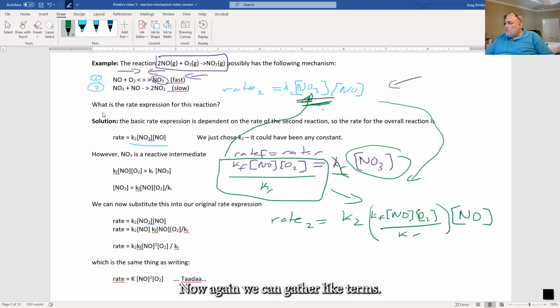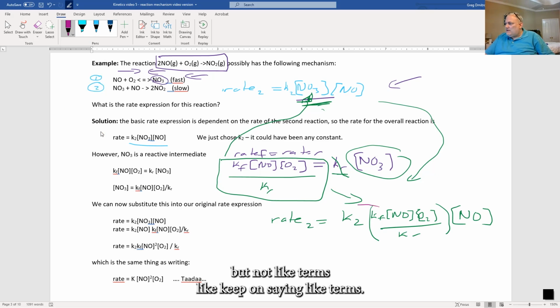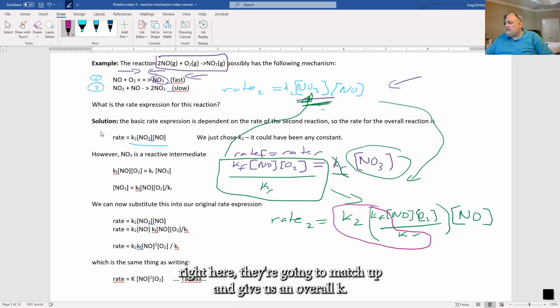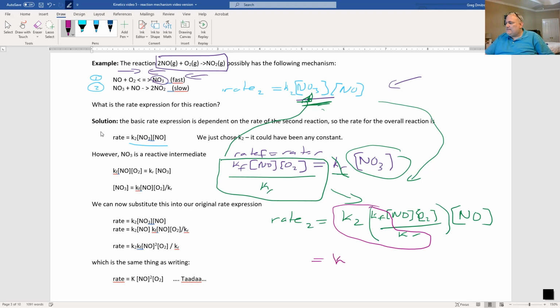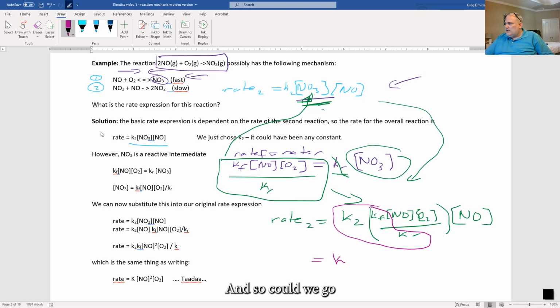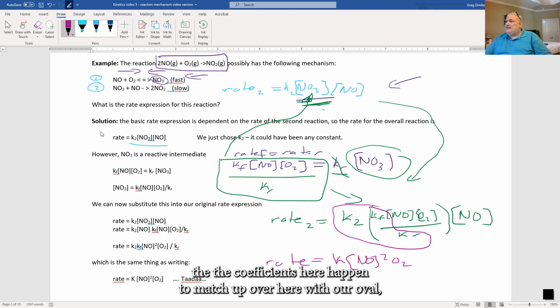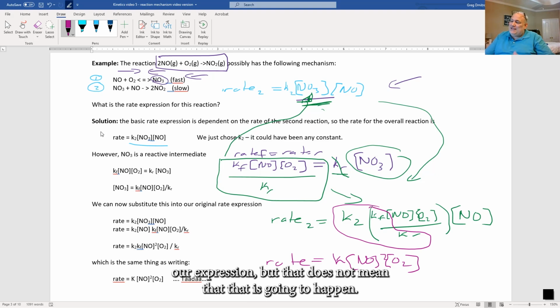Now again, we can gather terms. I mean all these constants right here, they're going to match up and give us an overall K. And then whatever's left over, don't we have an NO and another NO? And so couldn't we go NO squared times O2 to give me my overall rate? And what's cool about that is that it matches up with our overall expression. And yet again, the coefficients here happen to match up with our overall expression, but that does not mean that that's always what's going to happen.